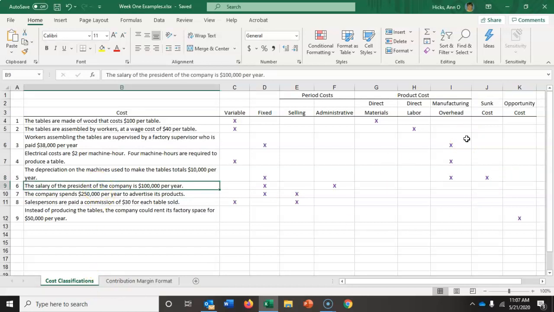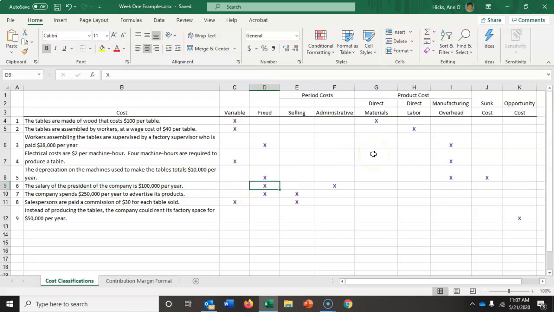Okay, the sixth cost is the salary of the president of the company, which is $100,000 per year. Notice I have that under fixed. His or her salary is not going to change if we increase or decrease production, at least not tied directly to the number of tables we produce. That constitutes a fixed cost. Notice I also have it under period and under administrative. The cost of the president is not a manufacturing cost. It is part of the cost of administration of the company.